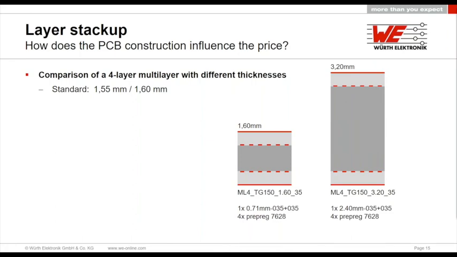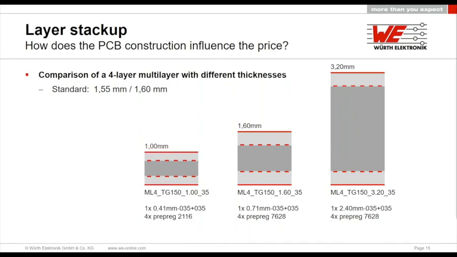When we go to very thick build-up, the 3.2 millimeter, we use basically the same stack-up, but we just change the core from an 0.7 to 2.4 millimeter thick core. The prepregs will stay the same. When we build it thinner, we change both the core and the prepregs. So we go to 2116 prepregs and an 0.4 millimeter core.